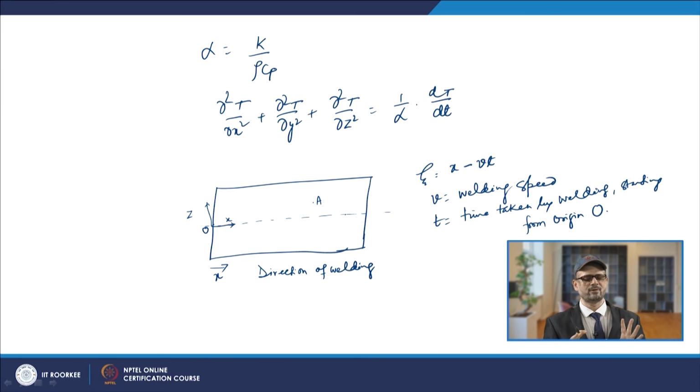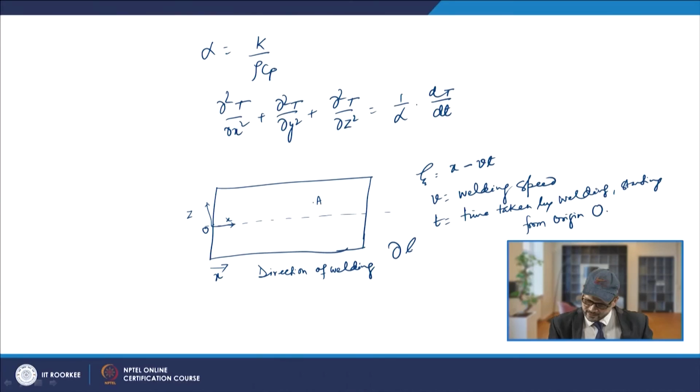So, instead of the coordinates x, y, z, it will be zeta, y, z, because there is movement in a certain direction, and that will lead to certain changes, because zeta is taken as x minus vt. So, if you take dou zeta by dou x, it will come as 1, and if you take dou zeta by dou t, that will certainly be minus v.